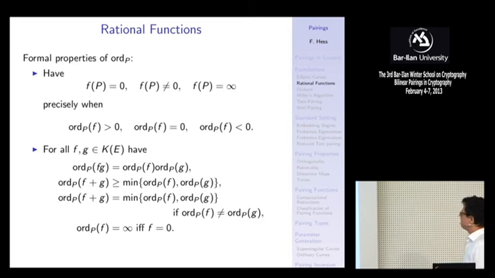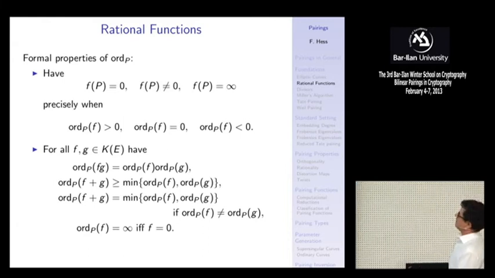That's basically it. Then one can look at some formal properties. f of p is 0 precisely when the order is bigger than 0. If the order is 0, then the function value is not 0, because it's neither a zero nor a pole. And if it's negative, I have function value infinity. Then there are rules: if I take the product, then the orders are added. So here I sum the values.